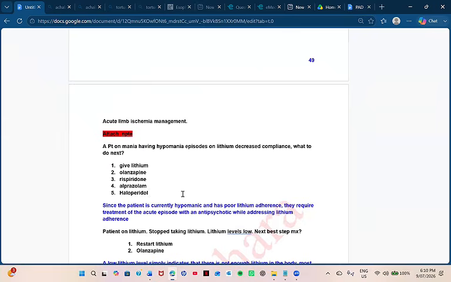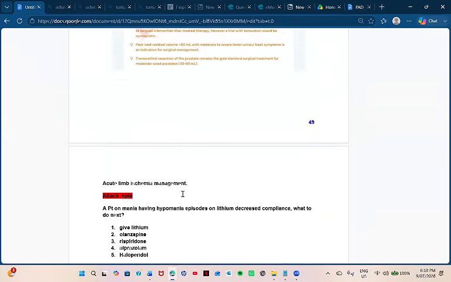Okay, so next one: a patient with mania having hypomanic episodes on lithium with decreased compliance. What to do next? Lithium, olanzapine, risperidone, alprazolam, haloperidol. So what do you think?